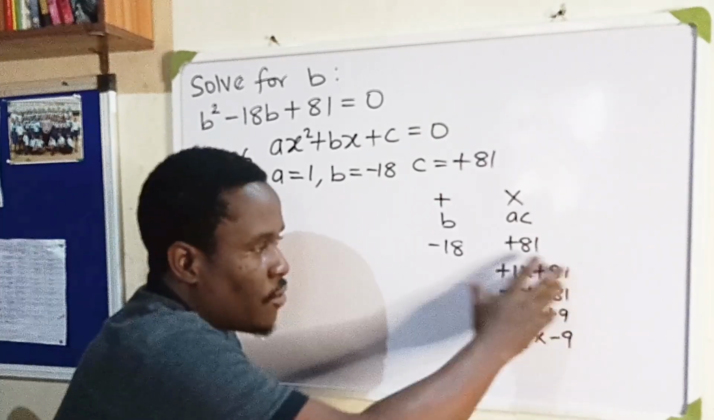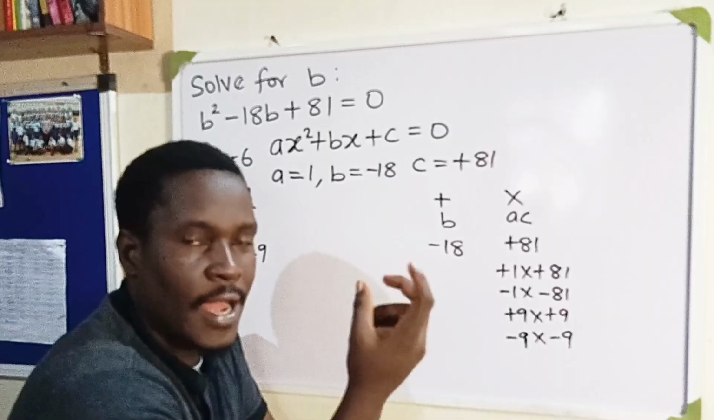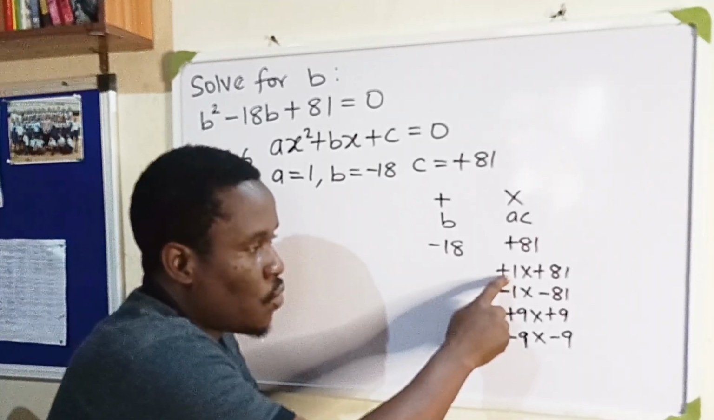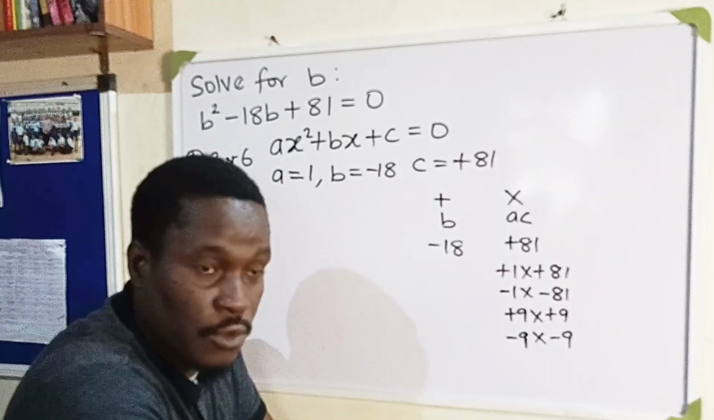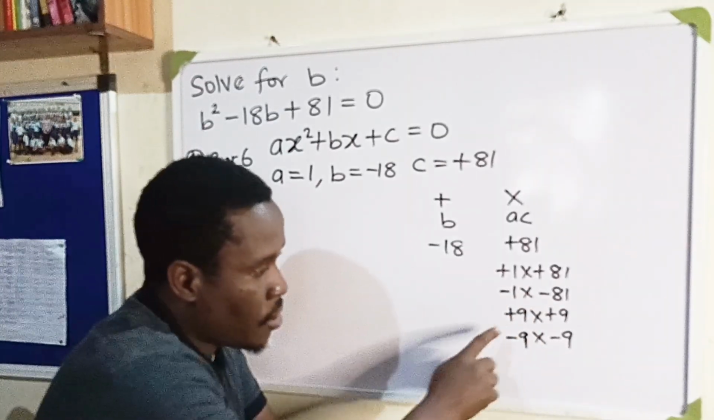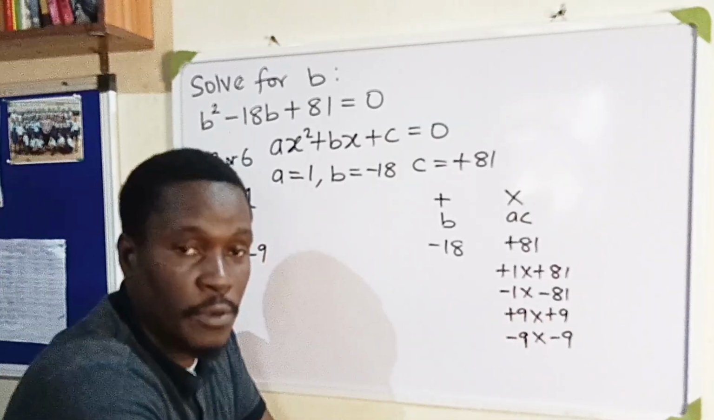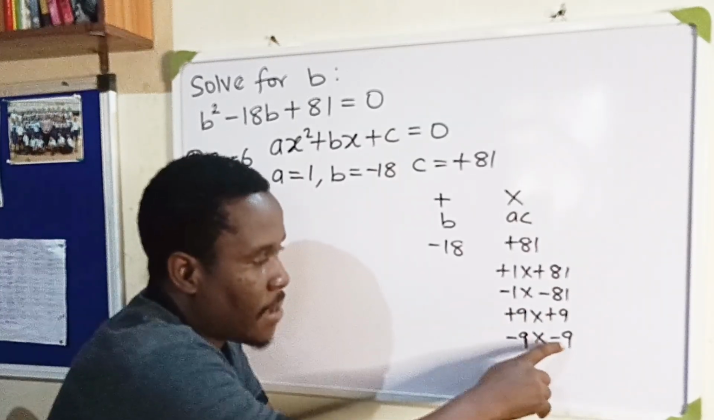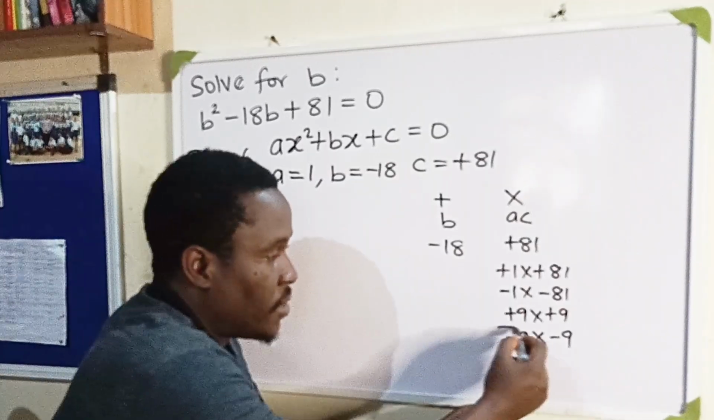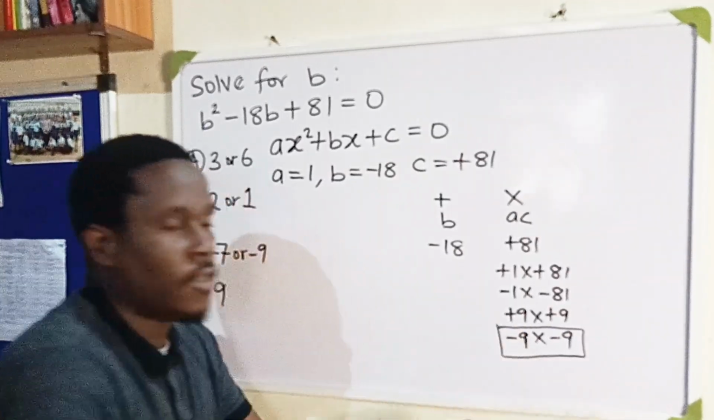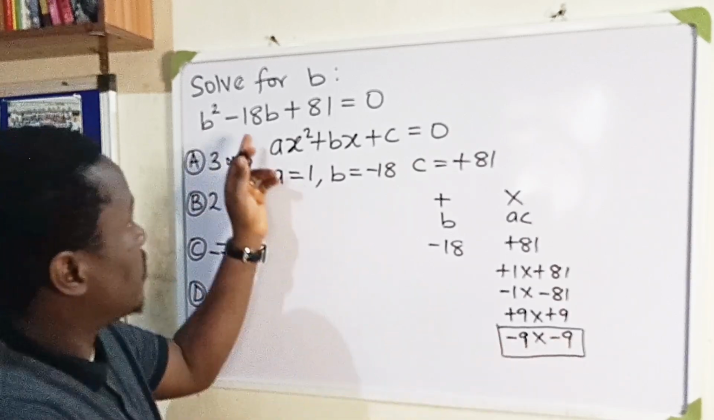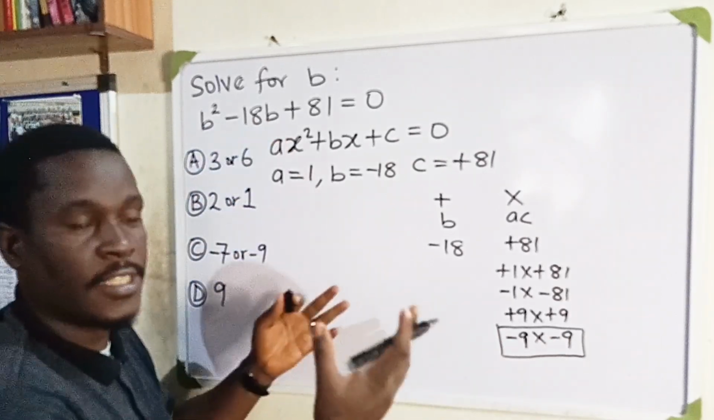But among these sets of numbers, which of them will add themselves to give us minus 18? Plus 1 plus 81 gives us plus 82. Minus 1 minus 81 gives us minus 82. Plus 9 plus 9 gives us plus 18. Minus 9 minus 9 gives us minus 18. So this is the combination we are looking for. What are we going to do with this combination? We're going to use these two numbers to replace minus 18b. Let's see how we're going to do it.